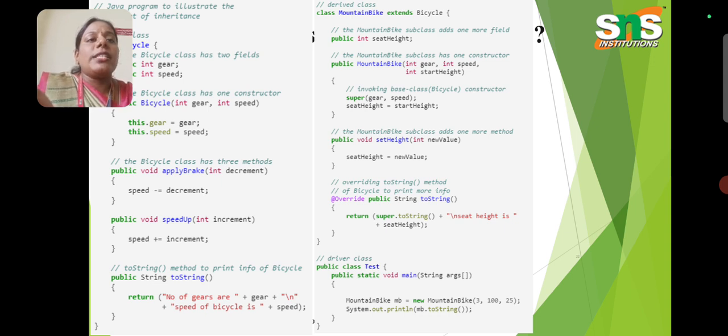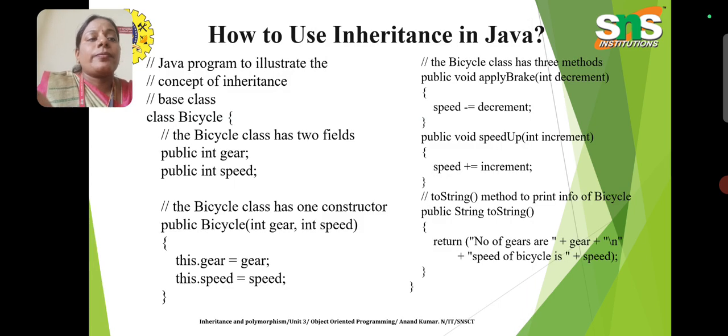The mountain bike subclass adds one more field, seat height. Mountain bike has an added constructor. We add one more parameter, seat height. So it invokes the base class constructor, and the mountain bike subclass adds one more method, set height. So set height is equal to the new value, overriding the toString method of bicycle to print more information. So override public string toString, return the values, and driver class.